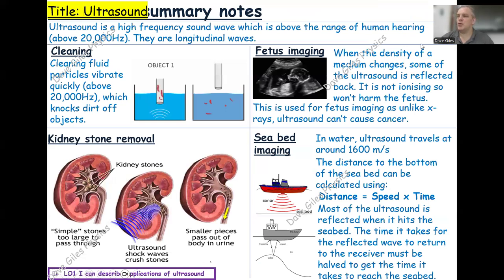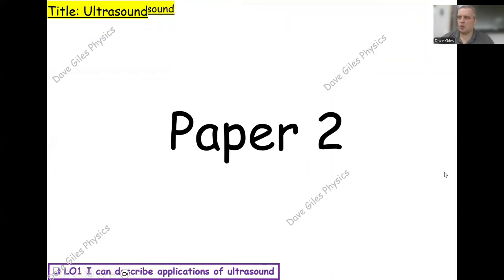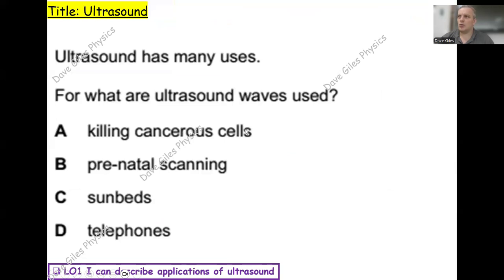Okay, so this here is just a little summary of everything we have just talked through. You can take a screenshot of this if you wish and use it to help you with our paper 2 questions, which we're going to have a look at now. So ultrasound has many uses. For what are ultrasound waves used? Out of these, they don't kill cancerous cells, they're not going to give you a suntan, and they're not used in telephones. So it's used in prenatal scanning, so fetus imaging.